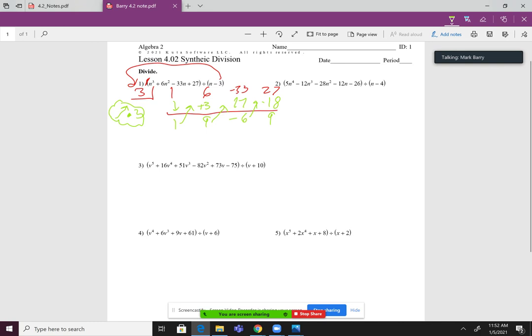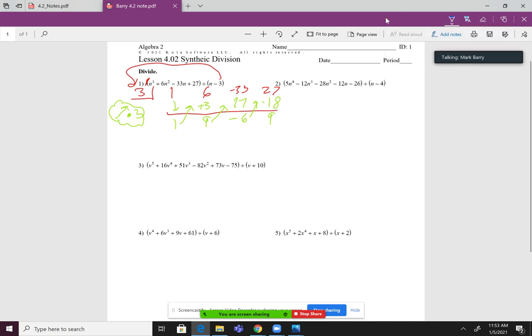All right, so those numbers on the bottom row are kind of my answer. Not really, but kind of. I have to interpret them still, but all the math is done. The numbers on the bottom row, 1, 9, negative 6, and 9. Those are our important numbers on this one, okay? Okay, now I have to interpret my answer. And let me tell you how we interpret it.